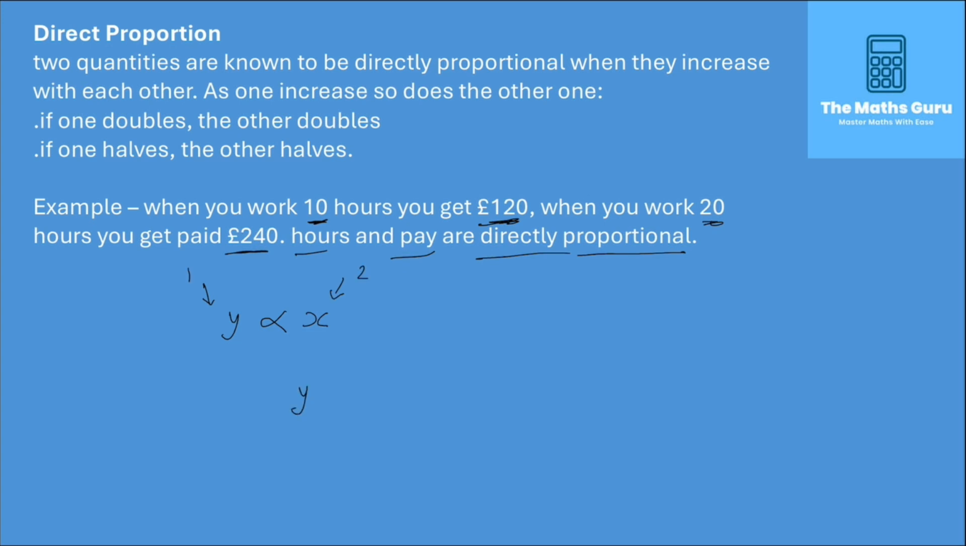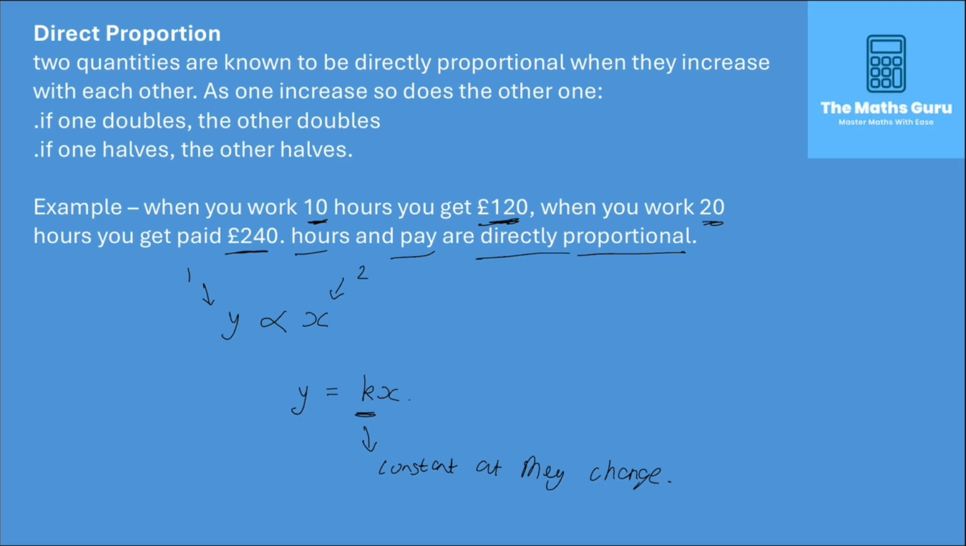We can then create a formula or an equation where we have y equals kx. And k in this case is a constant at which they both change. In this case, the constant would be hourly pay, because that is the constant from 10 hours to 20 hours, while you get paid more at 20 hours. It is the hourly pay which stays constant, and you earn double.